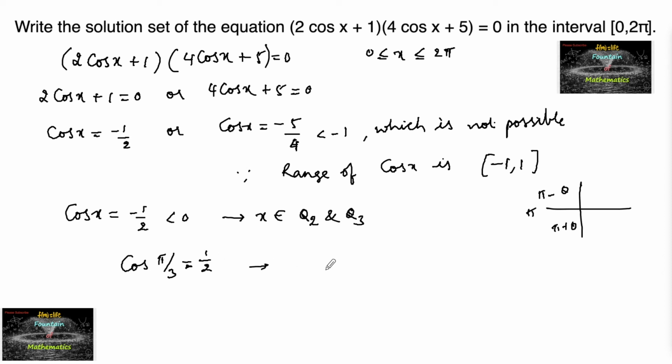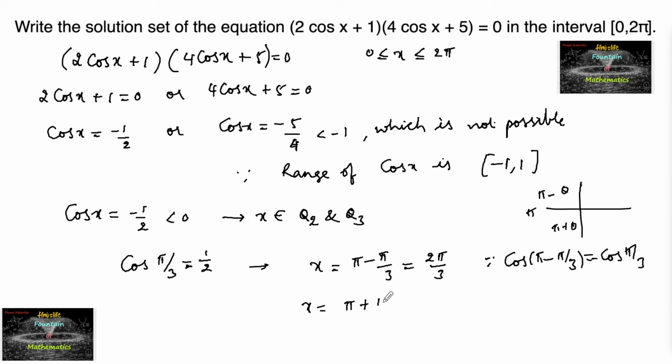So for the second quadrant and third quadrant, let us write x is equal to pi minus pi by 3. So that cos of pi minus pi by 3 will be minus 1 by 2. So we will get 2 pi by 3, since cos of pi minus pi by 3 is equal to minus cos pi by 3, which is equal to minus half. And also x is equal to pi plus pi by 3, which is equal to 4 pi by 3, since cos of pi plus pi by 3 is again minus cos pi by 3, that is minus half.